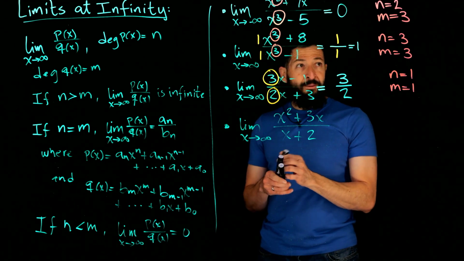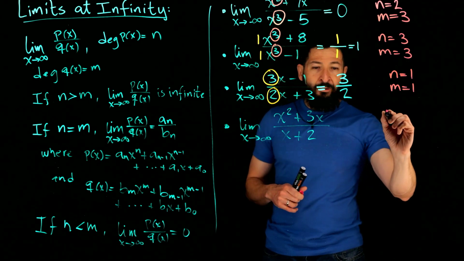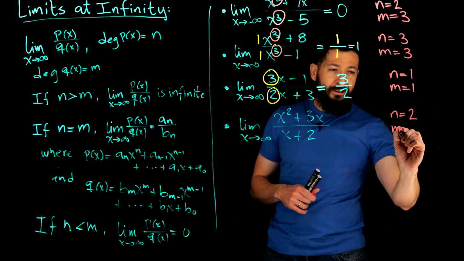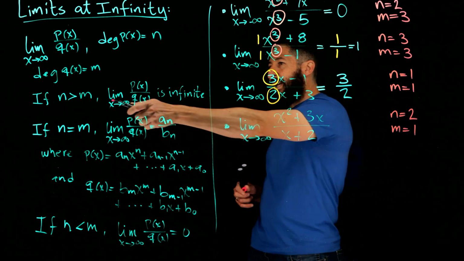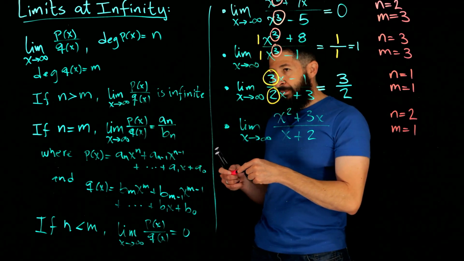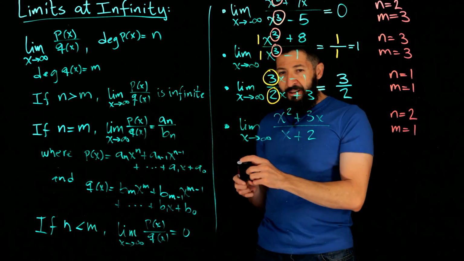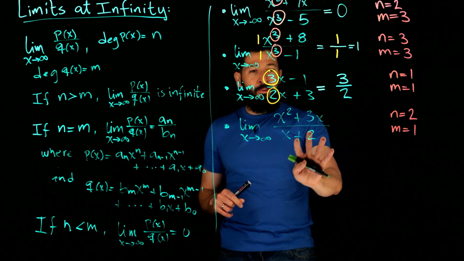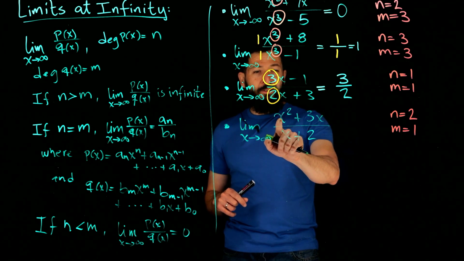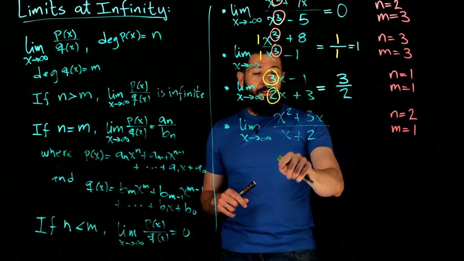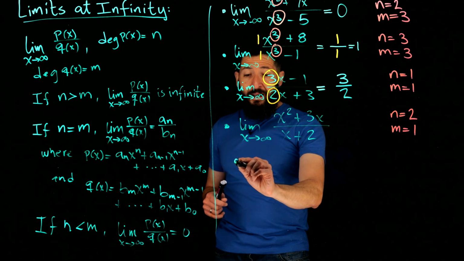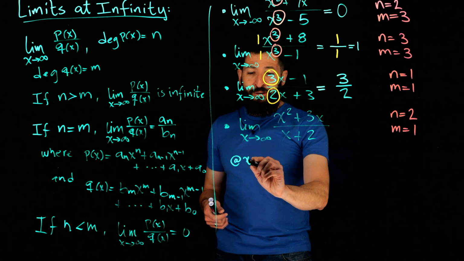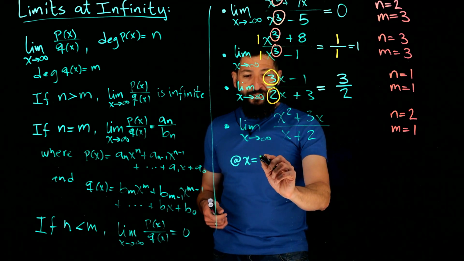And now last one, my n is 2. My m is 1. So I am back to the case when n is greater than m and my limit is infinite. Is it going to be positive or negative infinite? Well, just pick a number that is past all the zeros. The zeros for this one are 0, -3, and -2. So if you pick, for example, x equals 1 would be sufficient. Usually we pick larger numbers, but x equals 1 will suffice.